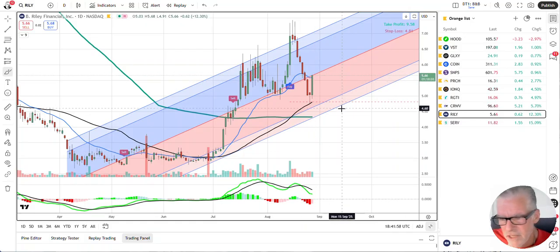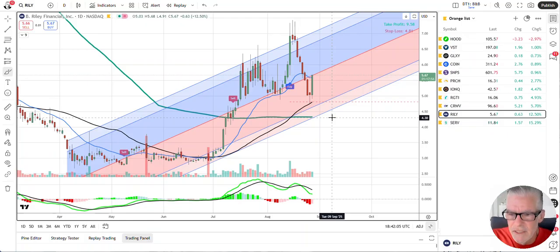I don't initiate positions on a big green stick. I just have a rule against doing that because more often than not, you'll be able to get a much better price the next day or the next couple of days as things kind of retrace as they usually do. But it's interesting. I'm going to keep this on my watch list.